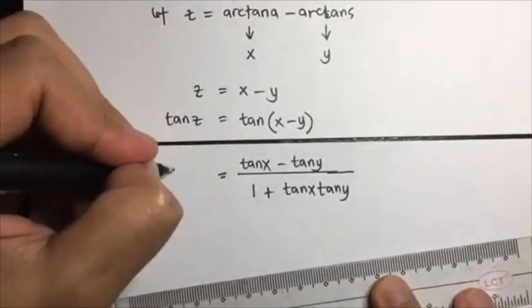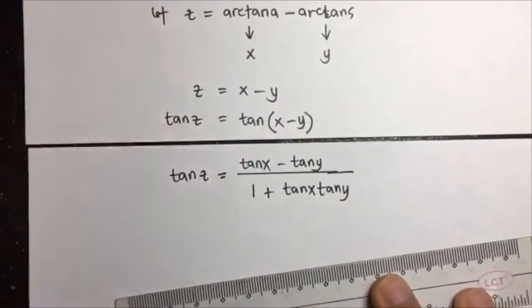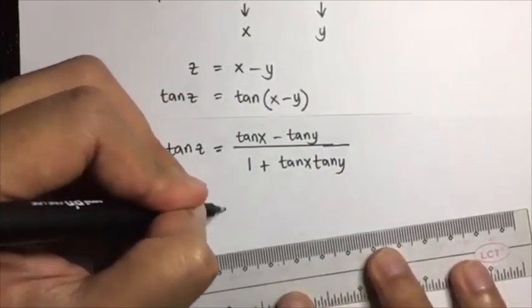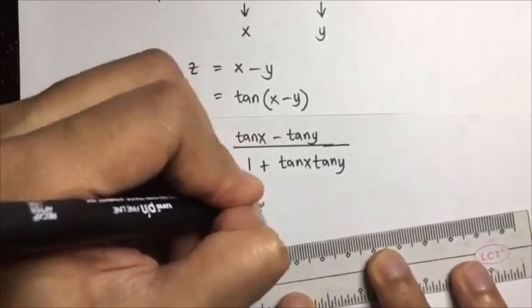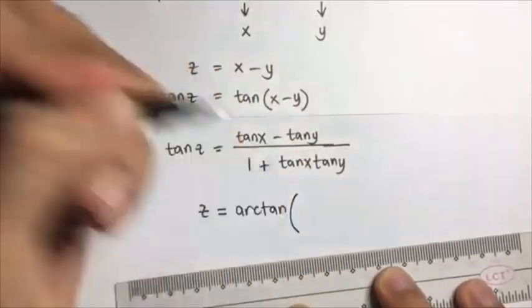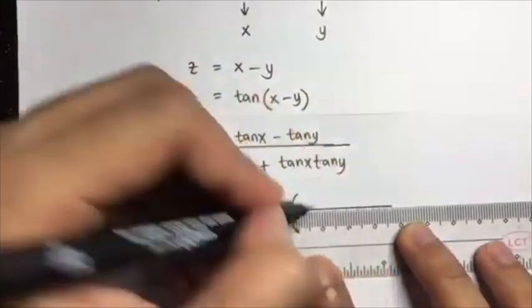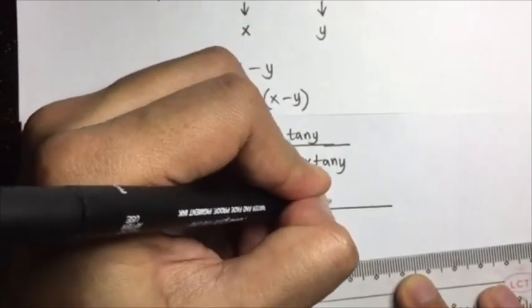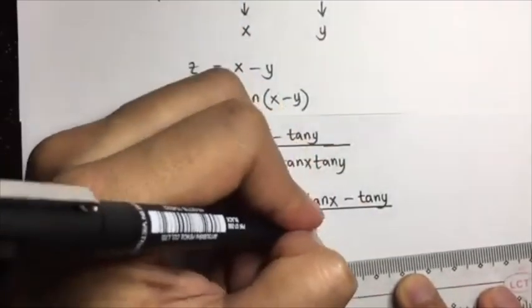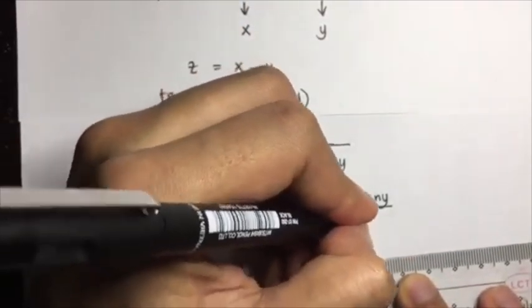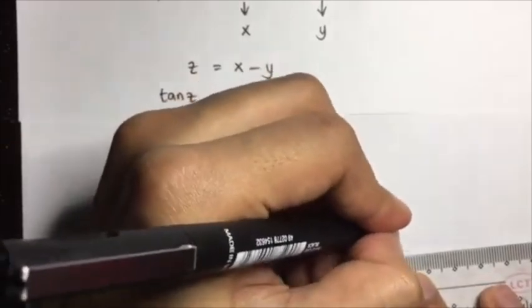Okay, so that is tangent of z. So therefore, getting the arctan of both sides, z is equal to arctangent of tangent x minus tangent y over 1 plus tangent x tangent y.